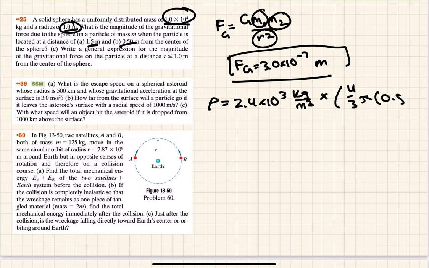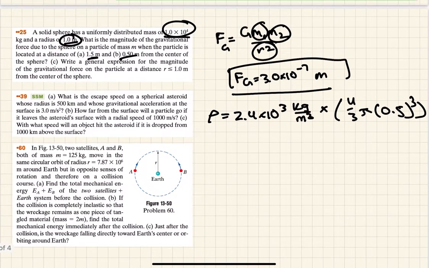Now that you have the density, you multiply this by the volume that is underneath you. So you use 4/3 pi. r is 0.5 this time, 0.5 cubed. And so you plug everything in, you're going to get a mass of 1.3 times 10 to the power of 3 kilograms. With that in mind, you can calculate the force using this same equation.